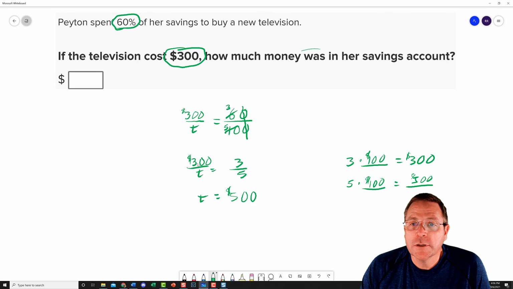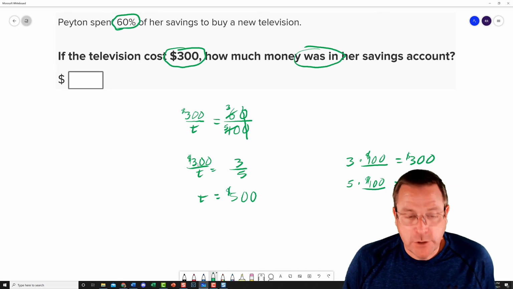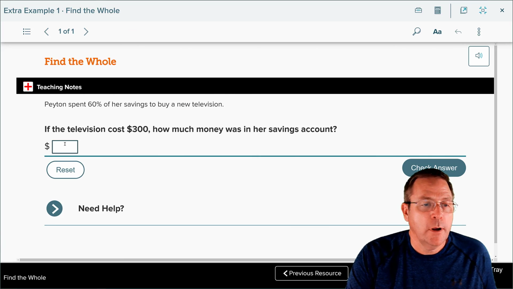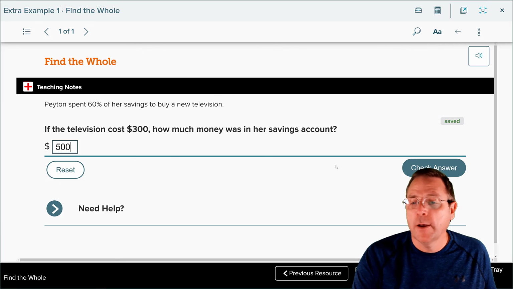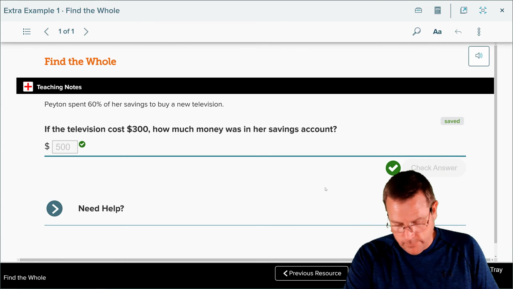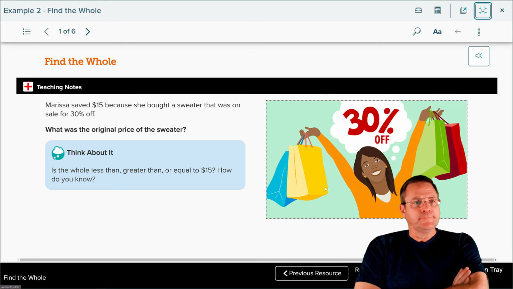The answer to the question does ask how much was in her savings account, not how much is left in her savings account. So we're going to go back to our original problem, put in 500, check our answer, and we are doing well. Alright, let's look at another one.